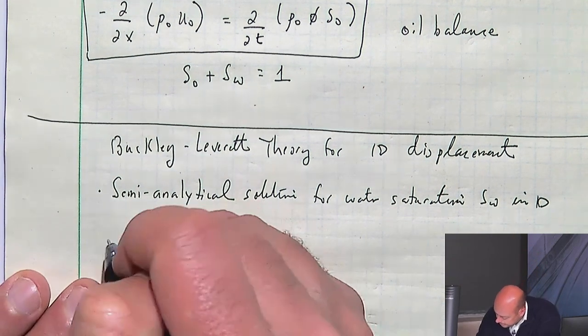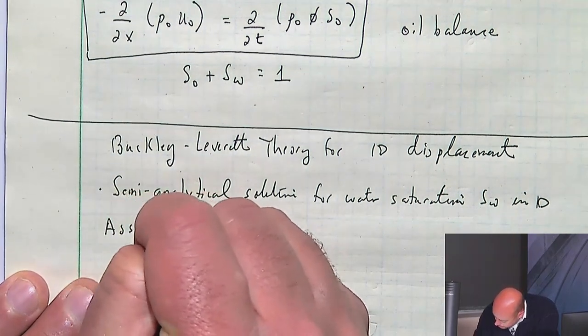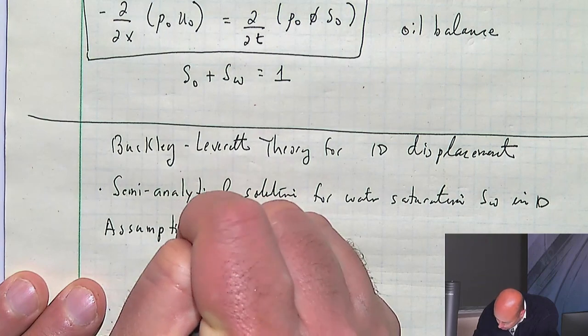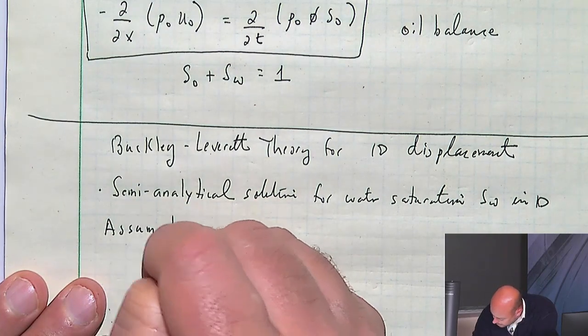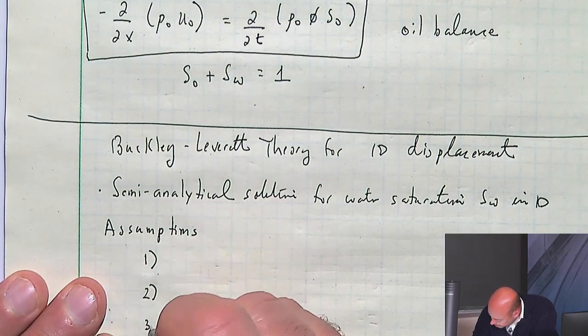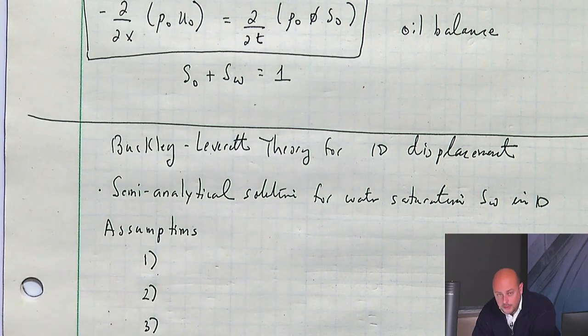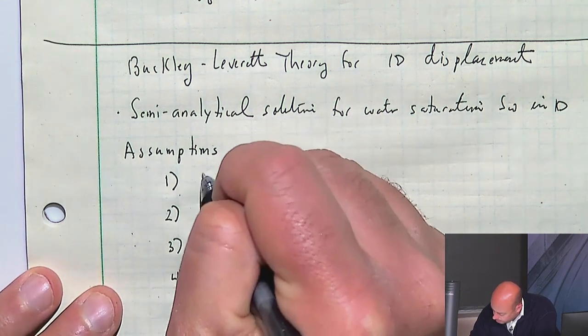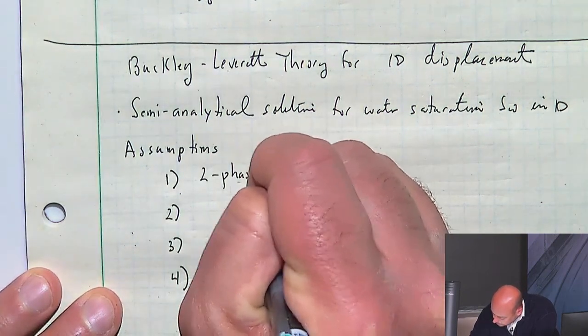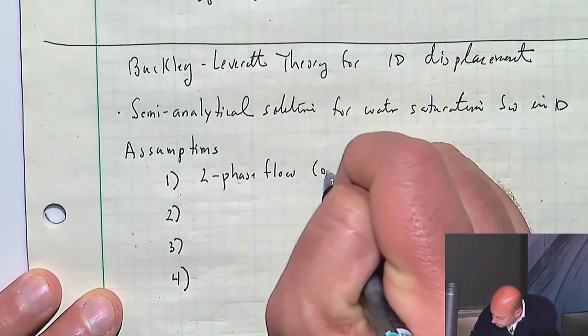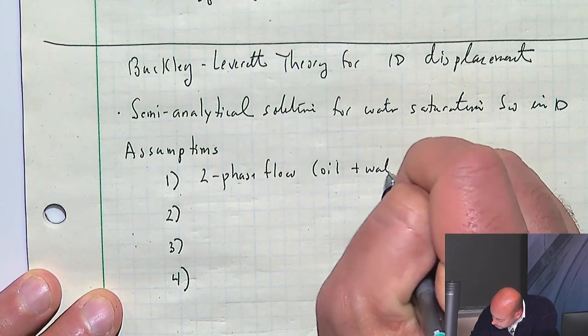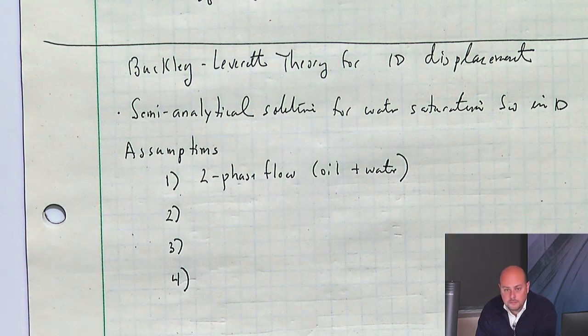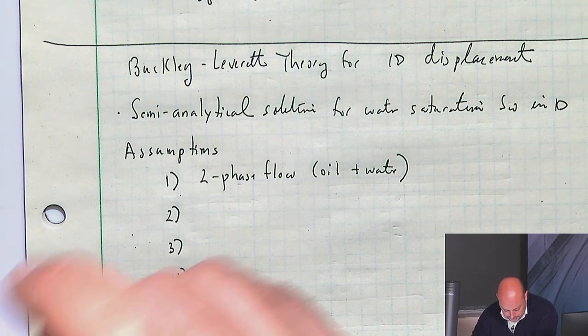Some of the assumptions in the Buckley-Leverett model. By the way, most of this that I'm writing down is in the PowerPoint notes, and we'll review that next time, but I like to write things out first. So some of them are two-phase flow, in our case, oil and water. So it's two immiscible phases. If you had a third phase, then you couldn't use this.